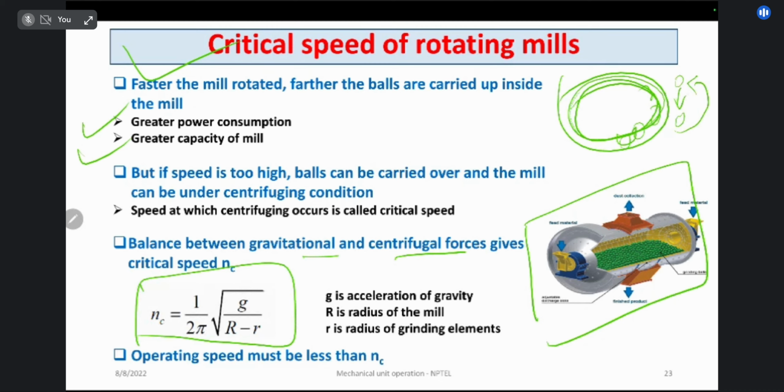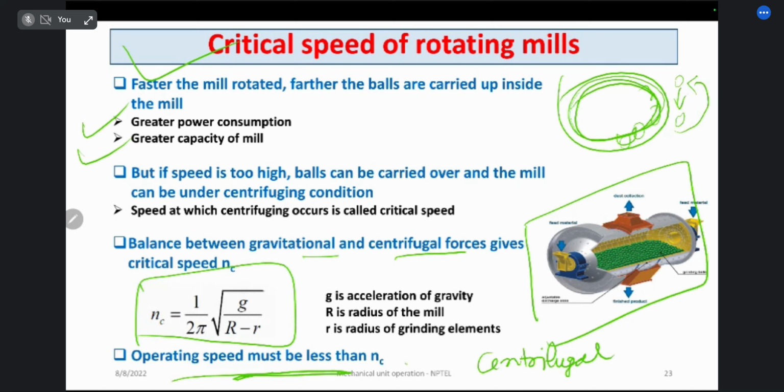You have to just compare both the forces, and the equation is NC, which is the critical speed, is equal to 1/2π under root of g, the acceleration constant of gravity, divided by capital R minus small r. Capital R is the radius of the mill and small r is the radius of the grinding area. Now the operating speed must be less than NC. What is the reason? Because above NC, centrifugal force will be active.